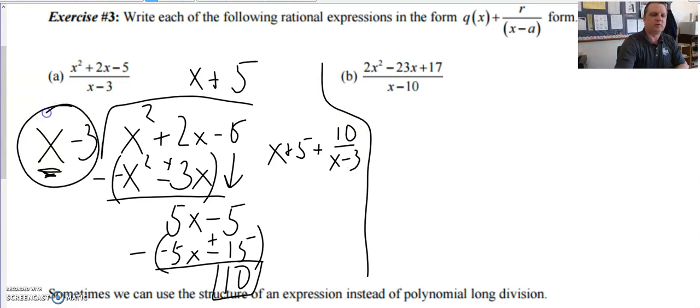Okay, the x minus 3 is over here. And that's it. That's how you would leave it. So that's what it means by the q of x. This x plus 5 is q of x. The r is 10. And then x minus a is x minus 3.